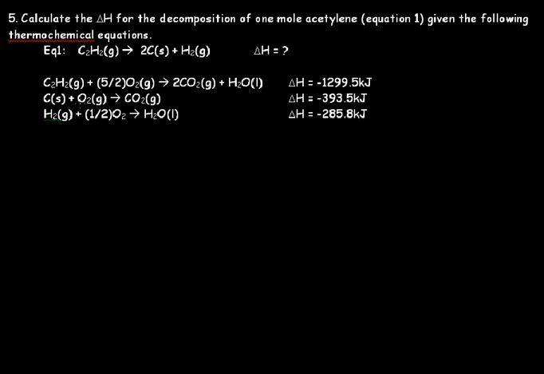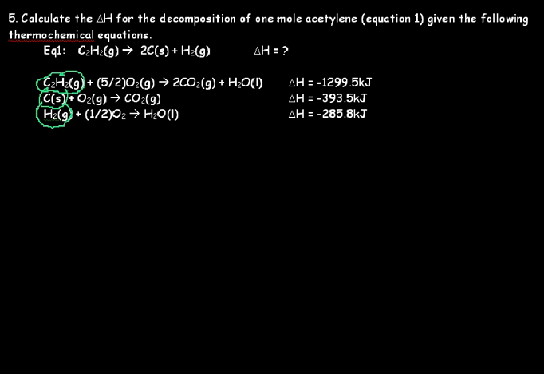So for this, I'm just going to look at this equation to see if I can identify the substances in my equation in these 3 equations. So C2H2, I find that right here, so we can give a little circle here. 2 carbons, well, we've got 1 carbon here. And then hydrogen, H2, we've got H2 right here.